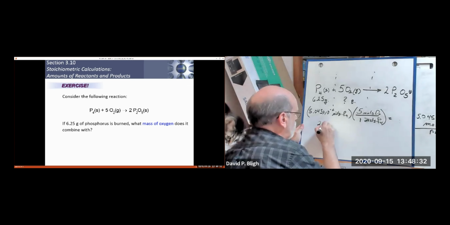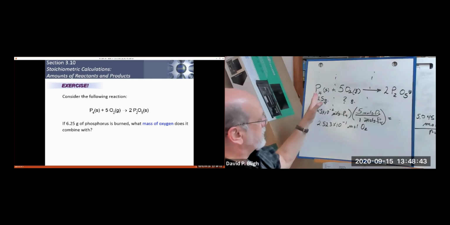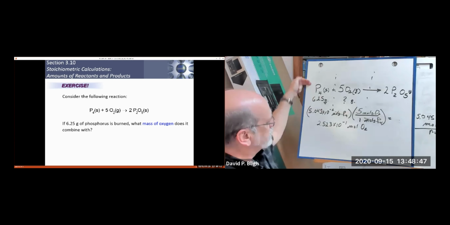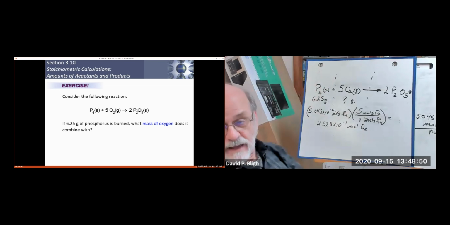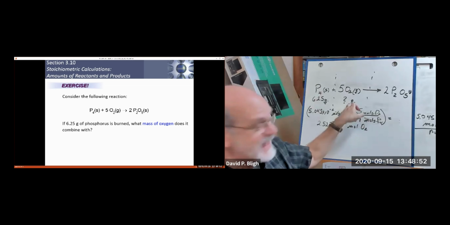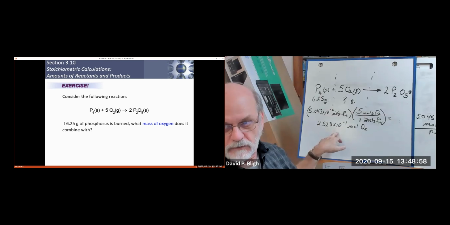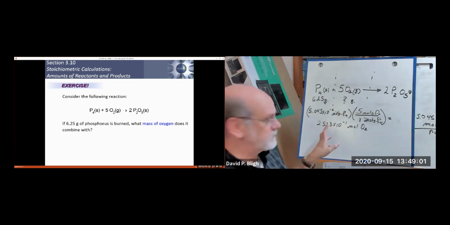Yep. So that's how we converted from grams of that to moles of that, moles of this to moles of that. Now, since the question is mass, we've got to convert this back into grams, right? So we need a conversion factor for oxygen.